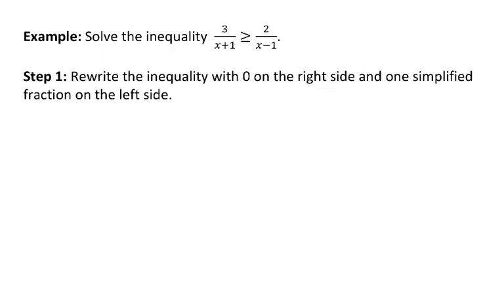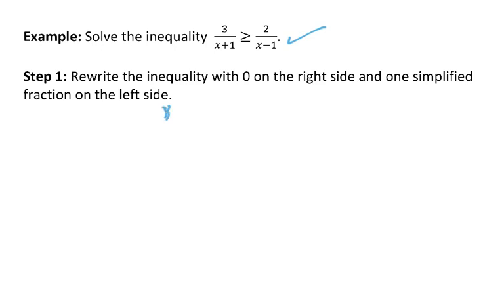So suppose you have a rational inequality like this one. There are three steps that you're going to follow. First thing you're going to do, and this would be, by the way, what you would also do for pretty much any method for solving rational inequalities: you rewrite the inequality with 0 on the right side, and one simplified fraction on the left side. So what does that mean?